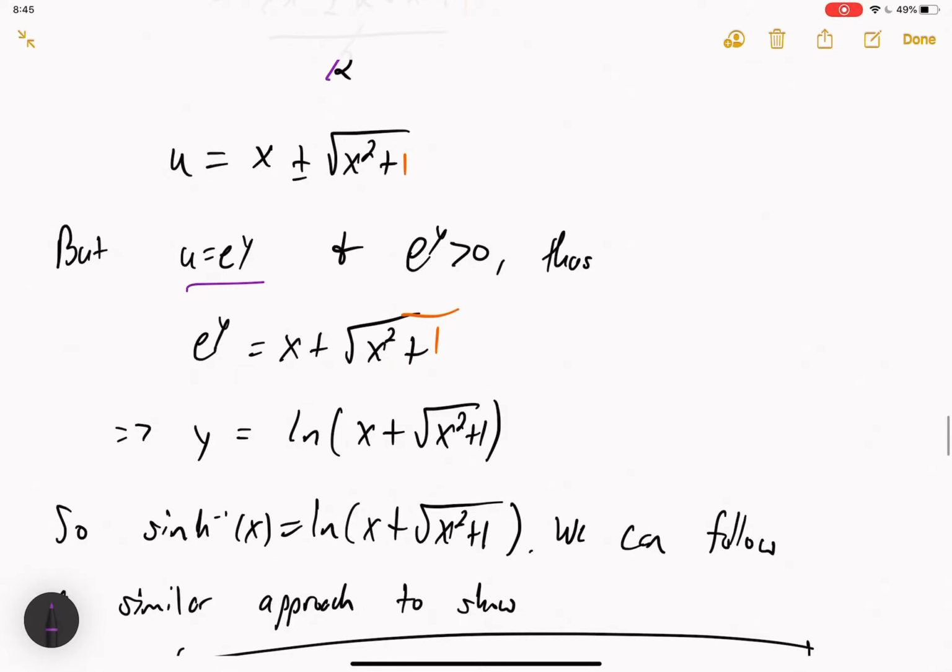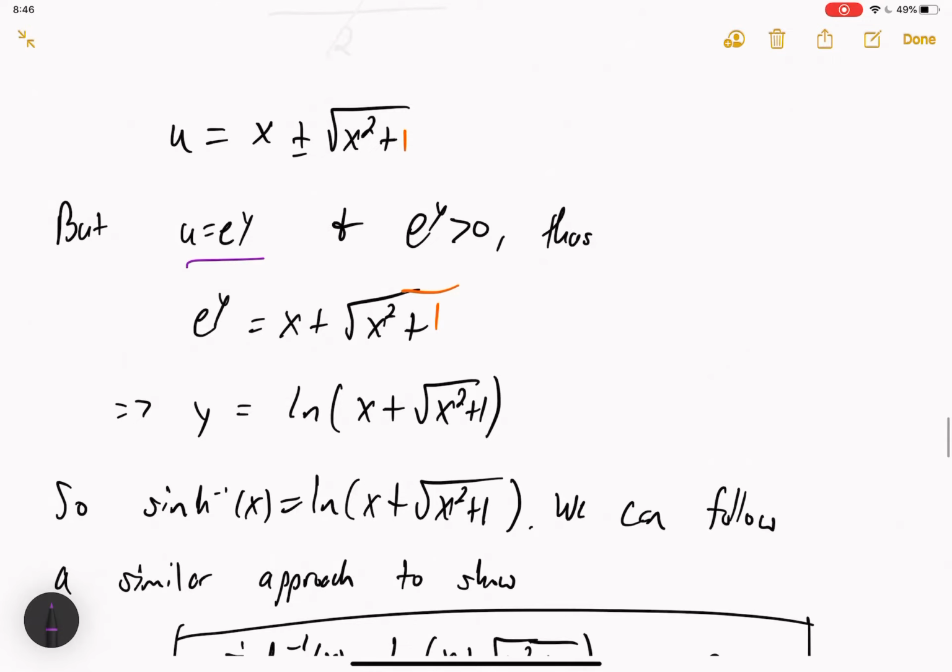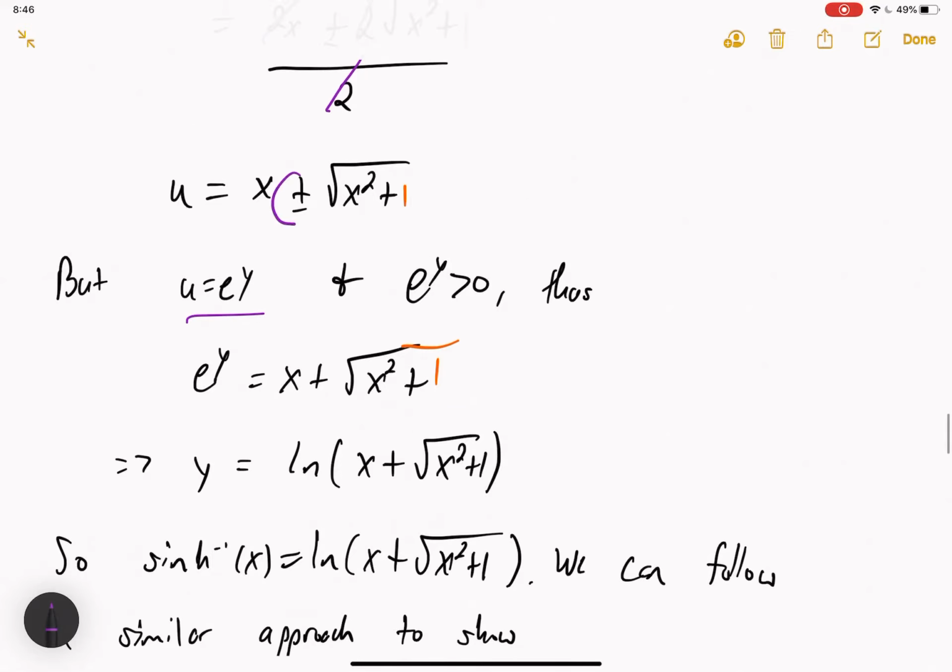But again, this was a substitution. This is a way just to do the quadratic formula. And so we have u is equal to e to the y, and e to the y has to be greater than 0. So e to the y would have to equal x plus the square root of x squared plus 1. And note that here we had plus or minus, here we only have the plus. This is because, again, we said e to the y is greater than 0, so it can't be negative, so we discard the negative one.